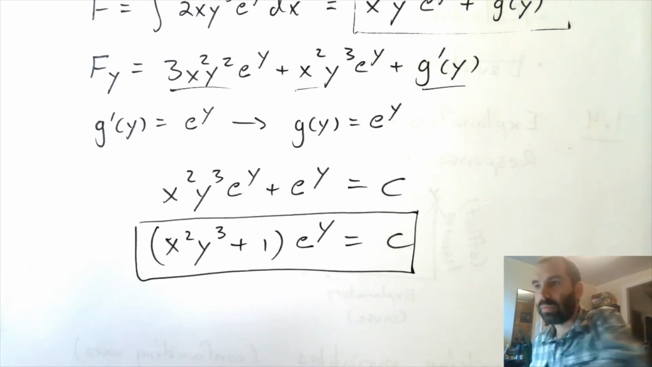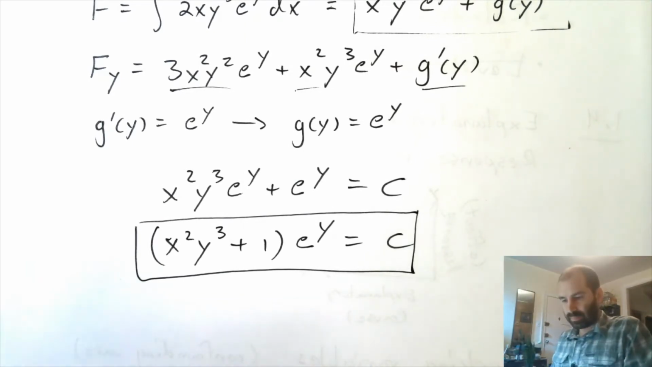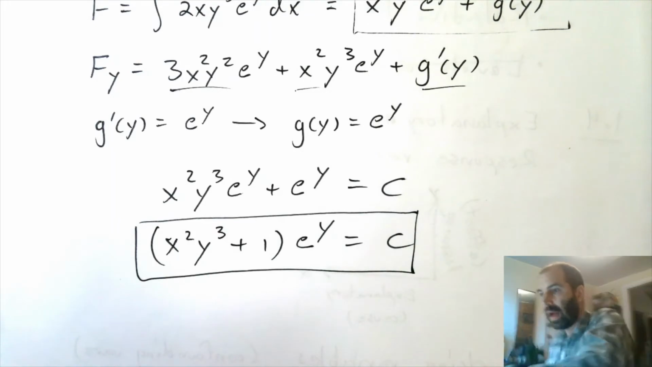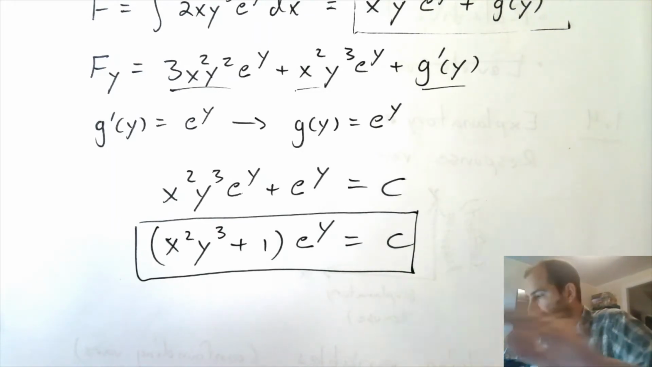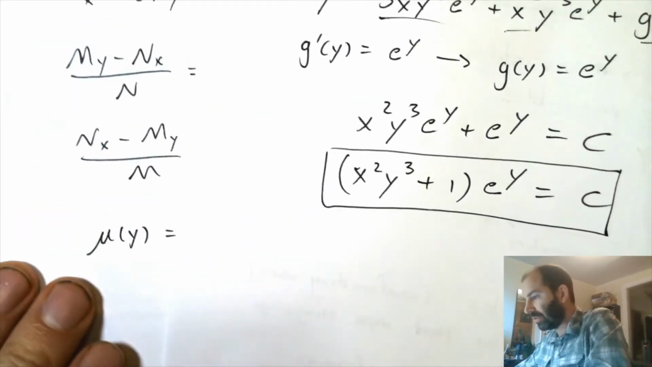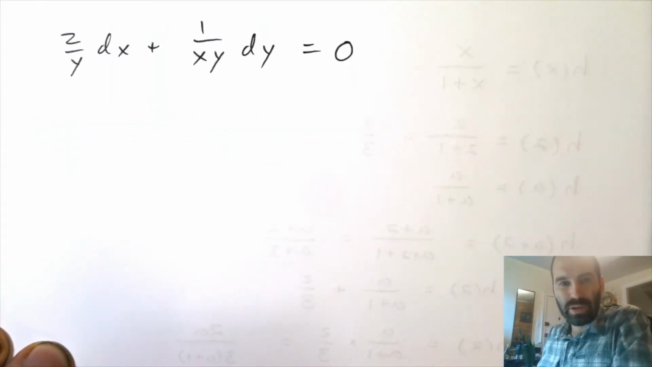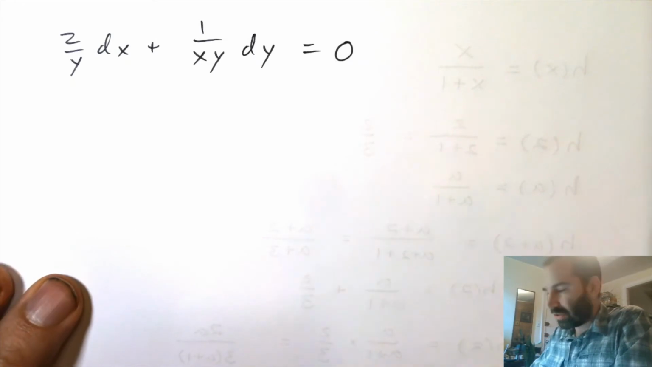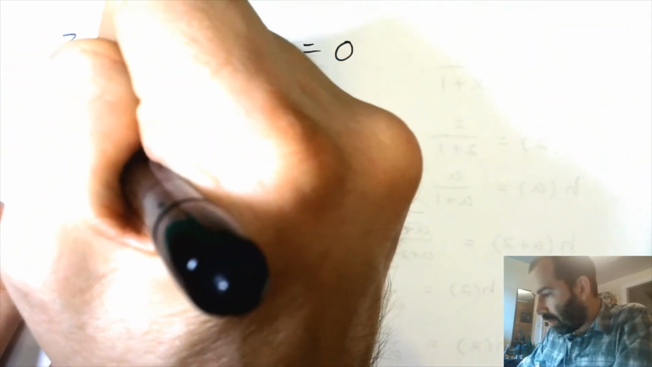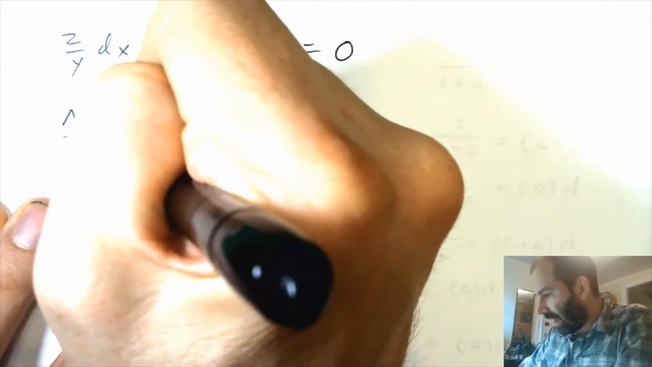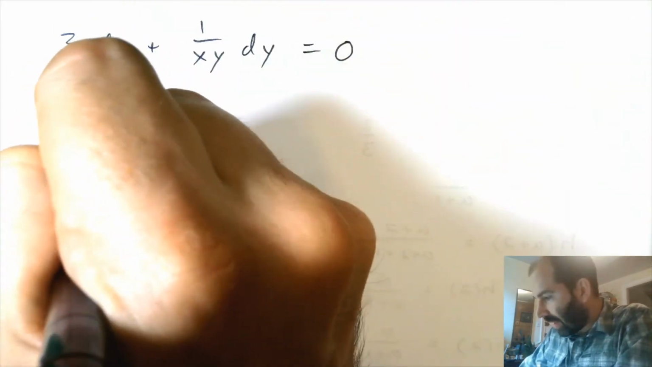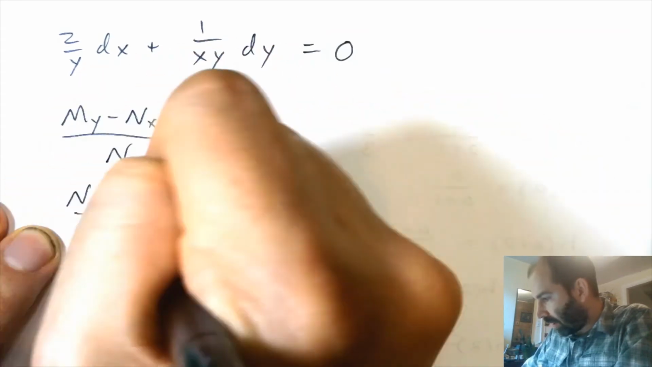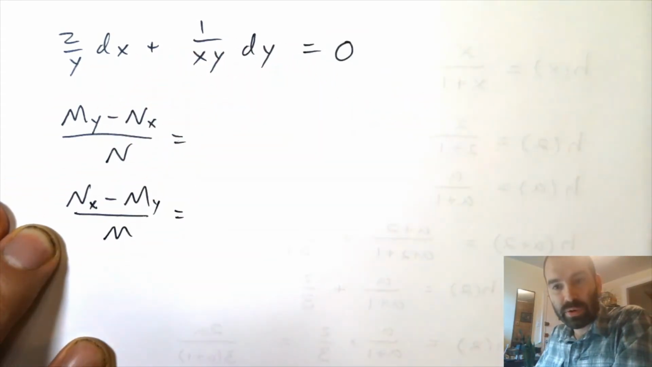Okay, I have one more example for you that's a little bit different. We're going to have to do something a little bit special here. So let's go to this one. For this differential equation, we're going to try the same thing. We're going to look at these quantities, M_y minus N_x over N, and N_x minus M_y over M, and see if either of these is independent of the corresponding variable.